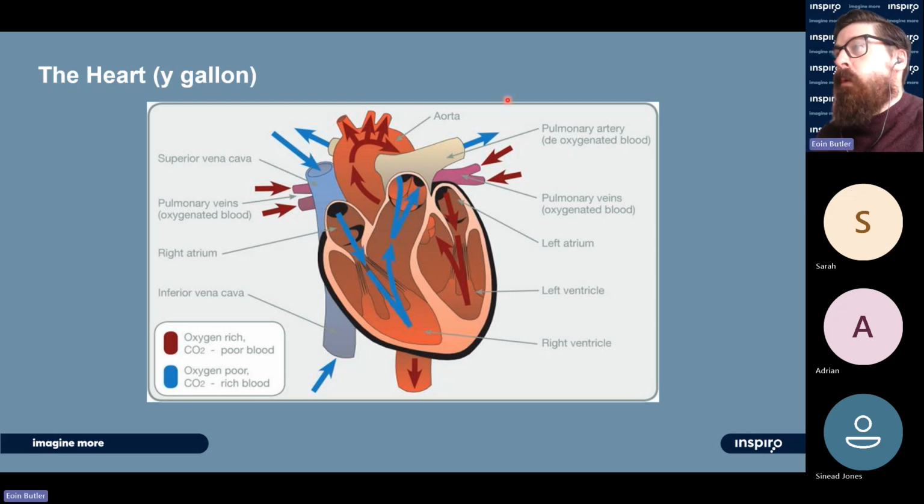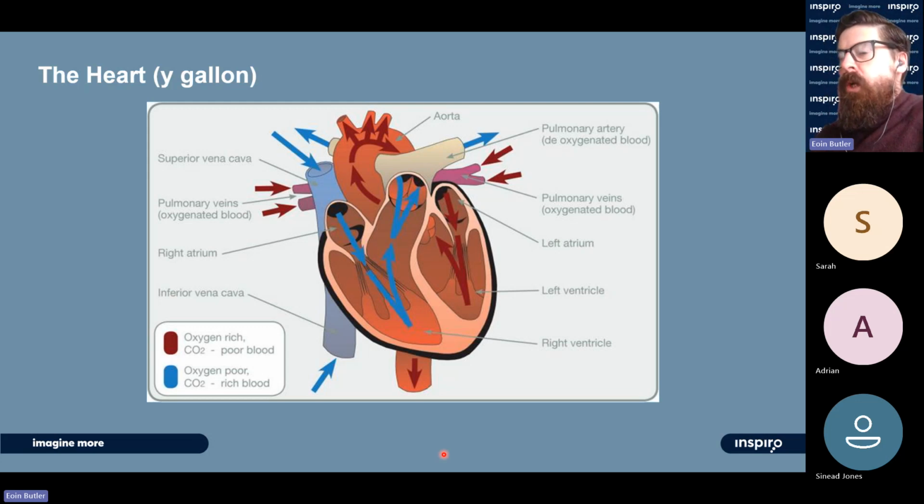The aorta then will branch off into arterioles, and then supply oxygenated blood to all of the systems of the body. So the muscular system, the digestive system, all around the body, giving it its oxygen supply, nutrients, energy, water, etc.